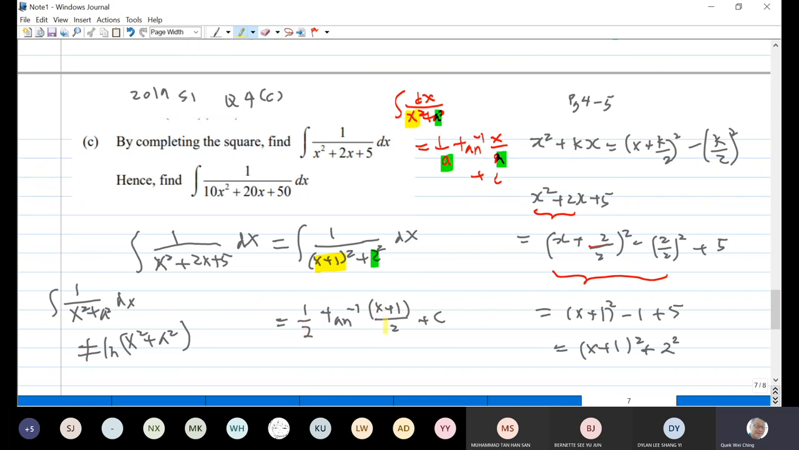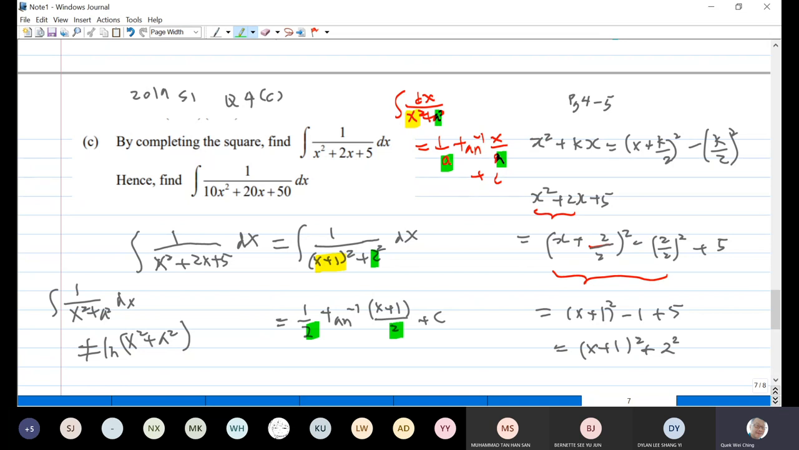Your x is actually the same, it's a chain now. So this answers the first part.